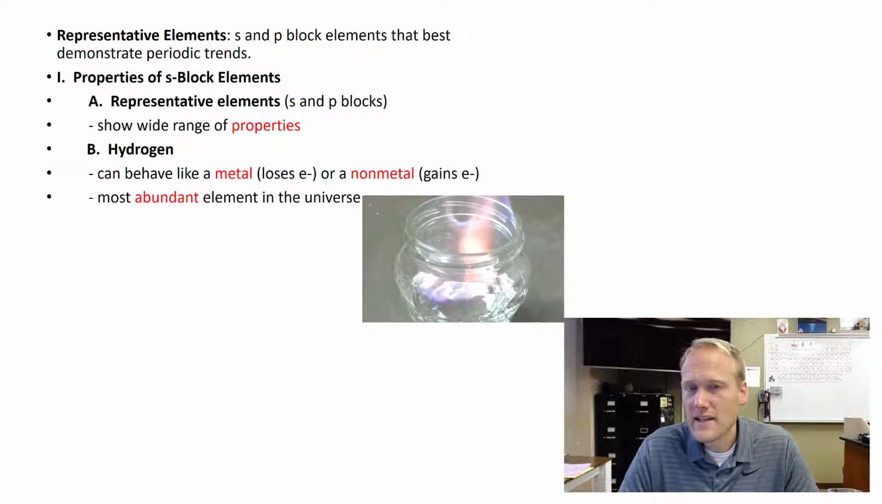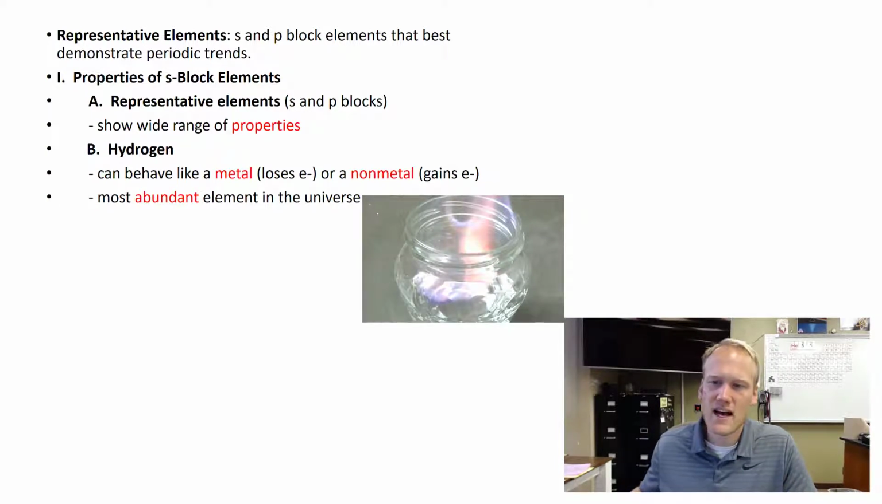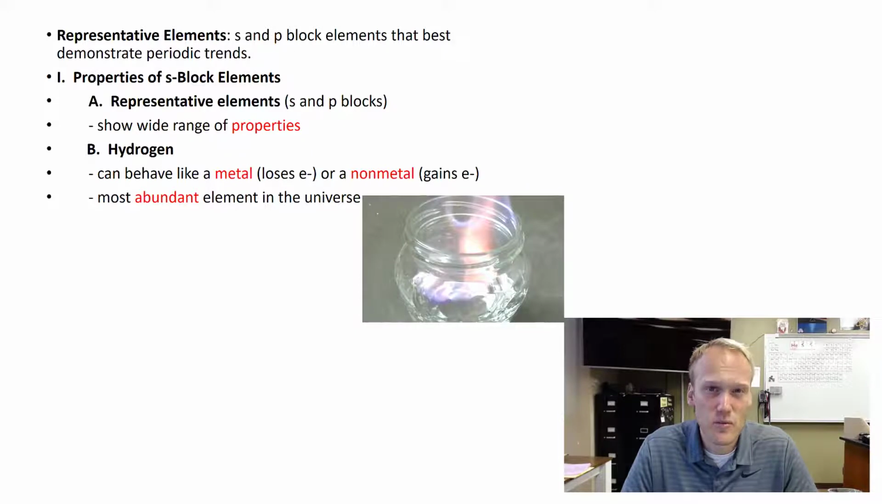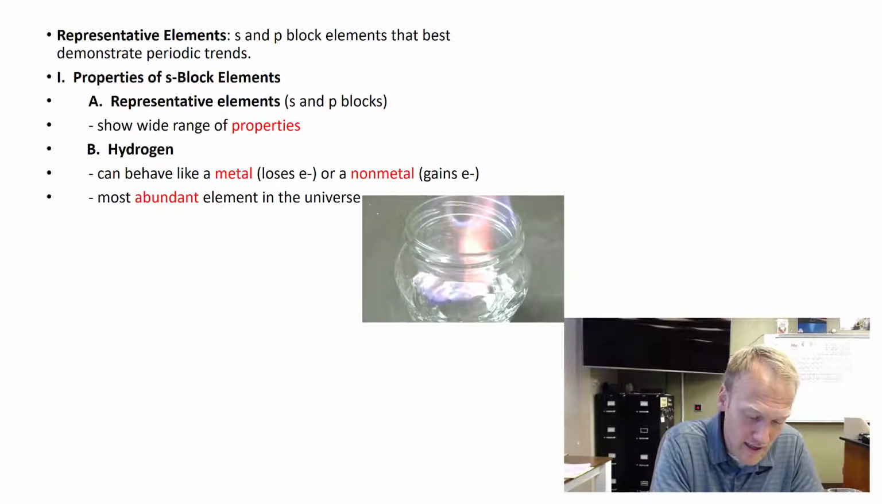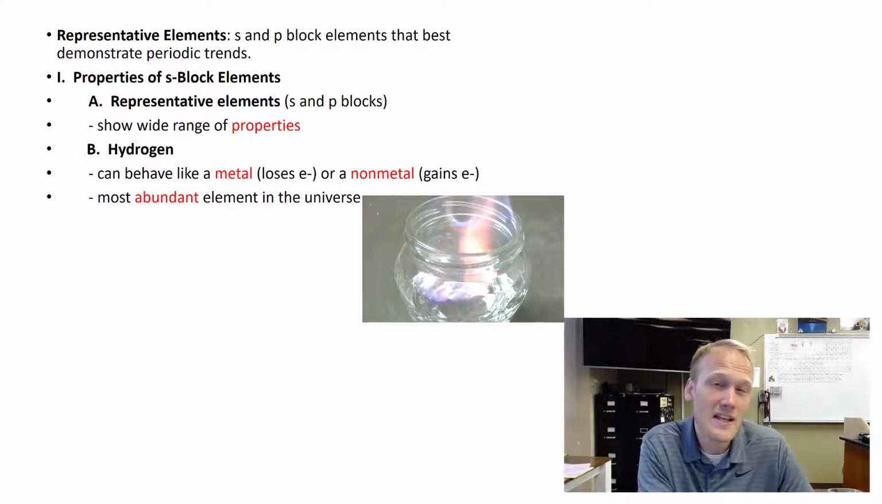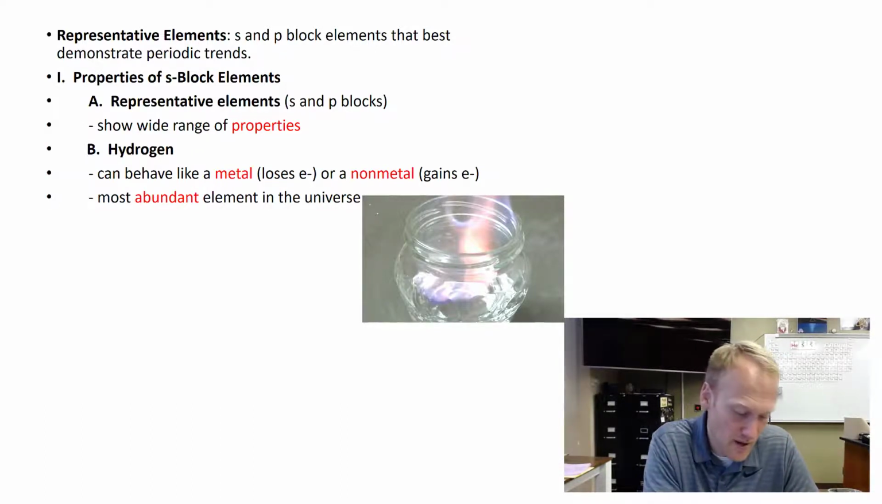All right, let's talk about the S and P block families. The first thing we need to talk about is hydrogen. Hydrogen is in the first column, but it's not really representative of the alkali metals, which is what the first column is named. Hydrogen can behave like a metal in that it loses electrons, but it can also gain electrons and behave like a nonmetal. It is also the most abundant element in the universe and typically found in stars.